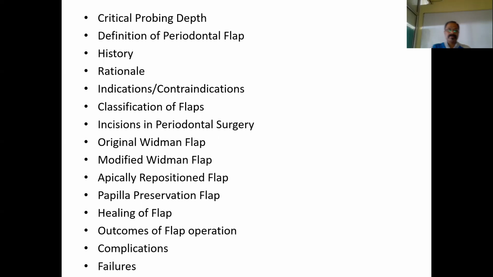So I'll be covering this topic under these headings. Okay, first we'll be talking about the critical probing depth, definition of periodontal flap, a little bit on the history, the rationale, indications, contraindications, classification of periodontal flaps, incisions used in periodontal surgery as such, and then we'll go about with each individual surgical procedure like original Widman flap, modified Widman flap, apically repositioned flap, papilla preservation flap. Then we'll be talking on the healing of flap, outcomes of flap operation, a little bit on the complications and the failures related to periodontal flap surgical procedures.